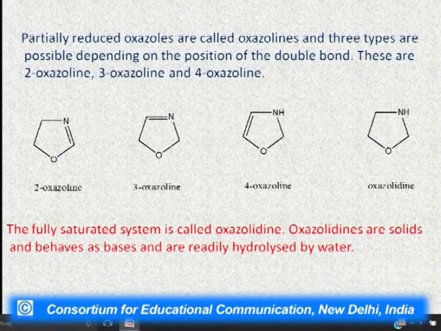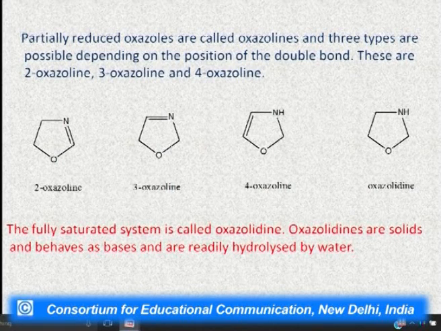Partially reduced oxazoles are called oxazolines, and 3 types of possible isomers are there, depending upon the position of the double bond. These are 2-oxazoline, 3-oxazoline and 4-oxazoline. Here you can see the structure of these 3 isomers, and this 4th structure is a fully saturated system of oxazole. It is called oxazolidine.